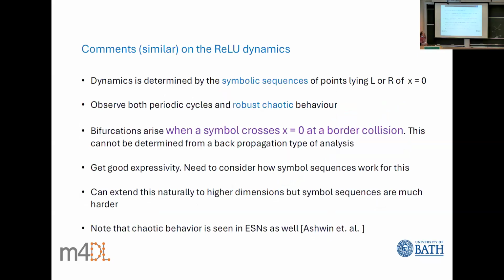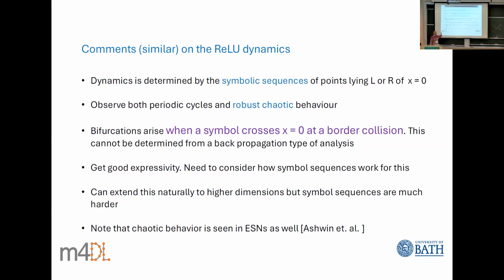Okay, and again, comments on that. So the dynamics that we see here, the key thing here is what we call symbolic dynamics, which is, as you go through the network, whether the activation function acts to the left or the right of the discontinuity. You can do symbolic dynamics as to how that happens, which allows you to predict periodic cycles or robust chaotic behavior. And then you get your bifurcations when one of the symbols going left or right intersects with the boundary. And that can't be got from a back propagation analysis because you'd have to know where it was. And that leads to the expressivity.